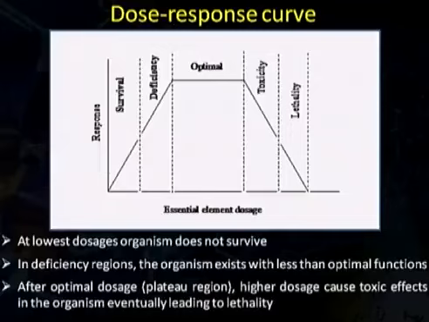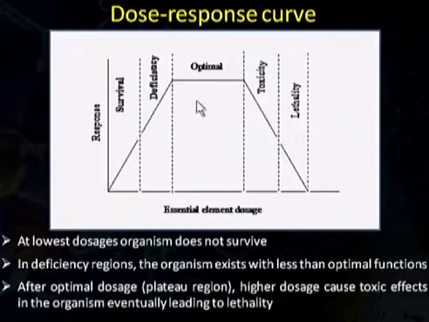Every essential element follows a dose response curve. This is basically a plot between the essential element dosage and its response, and this type of plot is obtained. In the dose response curve, we see that at lowest dosage the organism does not survive. In the deficiency region, the organism exists with less than optimal function.